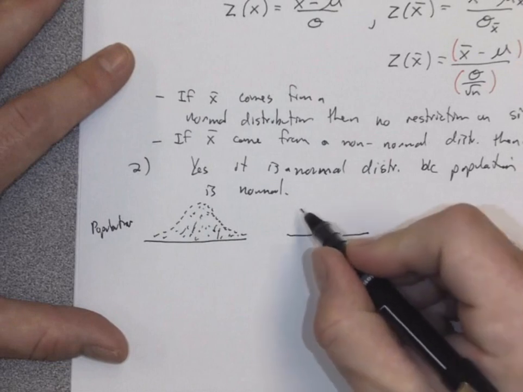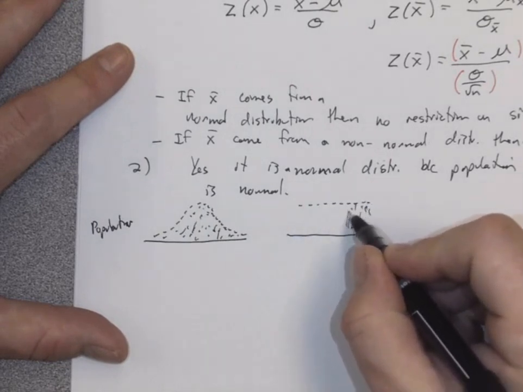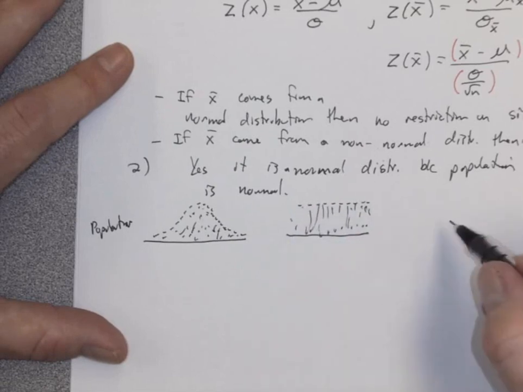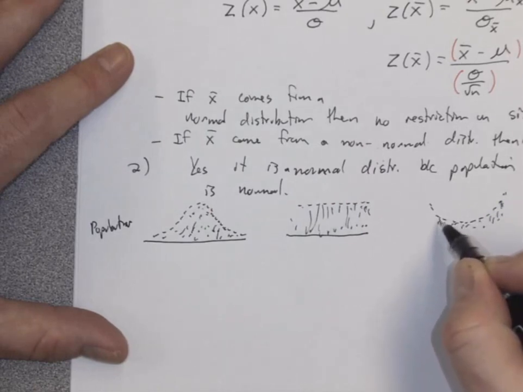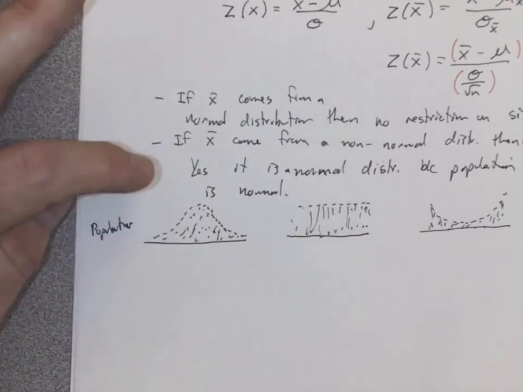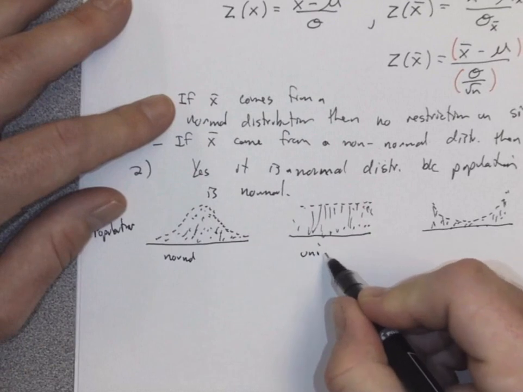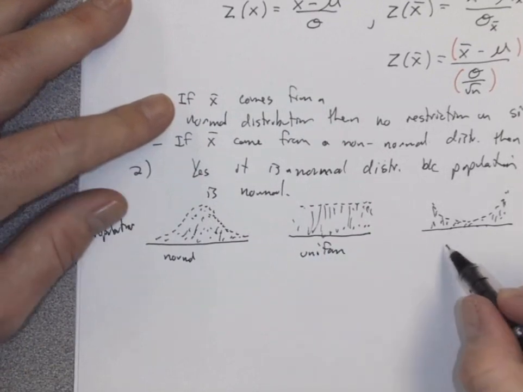Populations could also have a uniform distribution, so something that might look like this. All of these are equally as likely, right? And then the other one that I showed you was a U-shape. There are other shapes, but these are two that we tend to look at. So this is normal, this is uniform, and this is U-shaped.